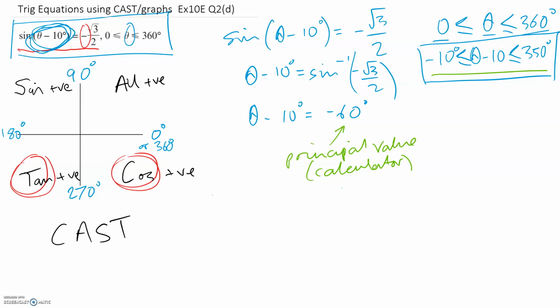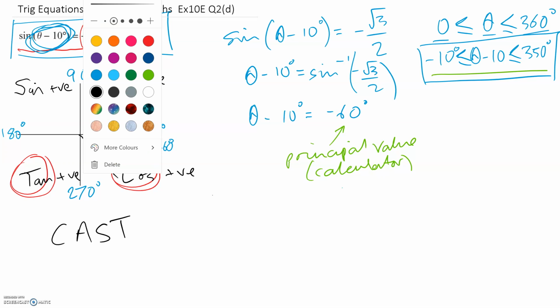What we want to do now is use the CAST diagram to find some more values. So we've got minus 60 here. If I draw on the CAST diagram minus 60, this is 0. If we were going to draw an angle of plus 60, it would be over here somewhere. But because it's minus 60, we're going to go down here. So we could just write 60 degrees here.